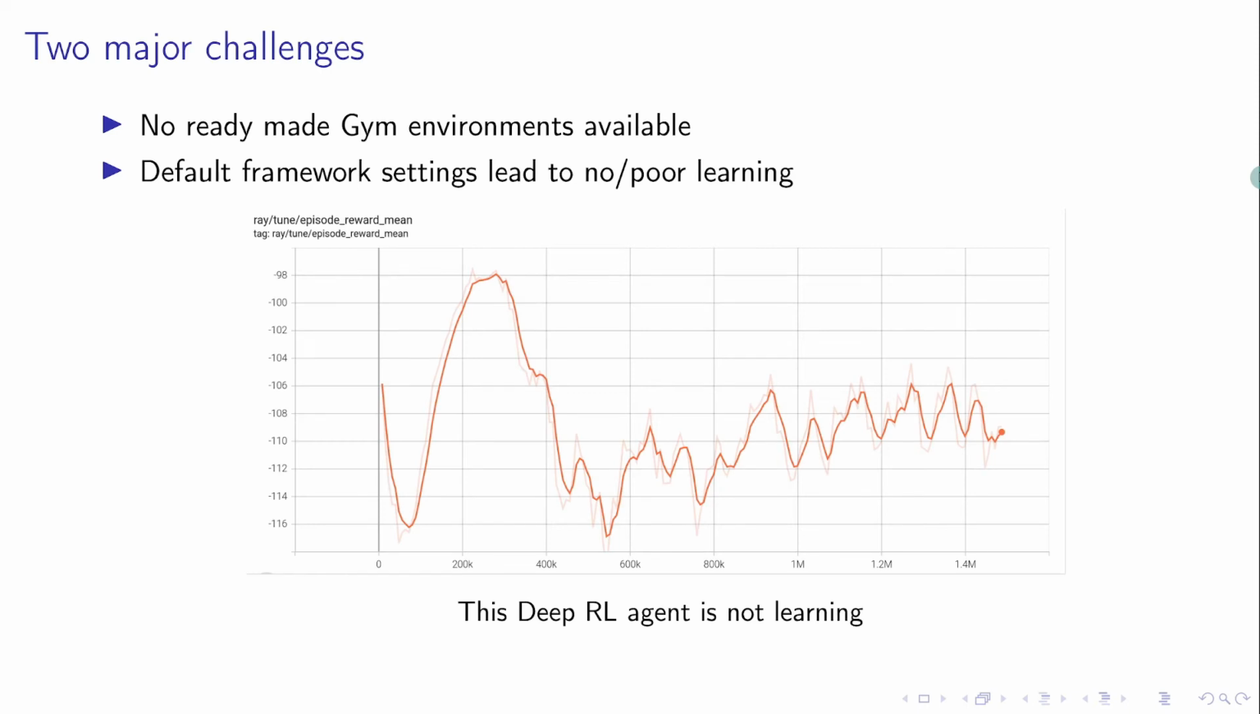And secondly, let's say you created a custom environment and you applied an appropriate deep reinforcement learning algorithm with default framework settings, but you find that the agent doesn't seem to learn anything or displays poor learning. This is what's shown here in the graph. You see that the rewards stay more or less constant and the agent doesn't learn anything. So this is an all too common experience when trying to apply canned algorithms in custom environments.